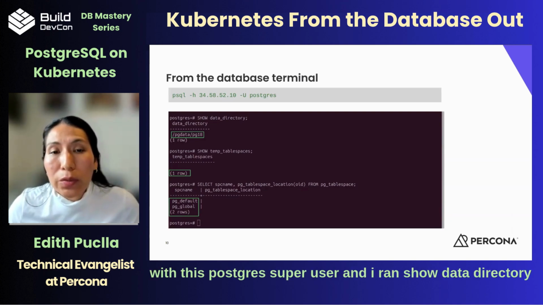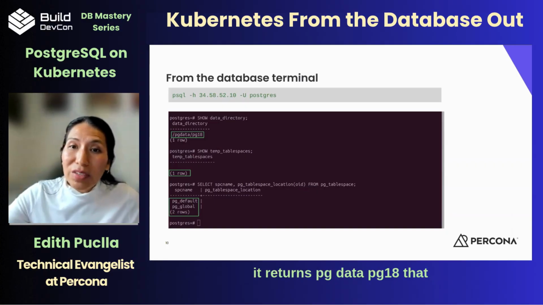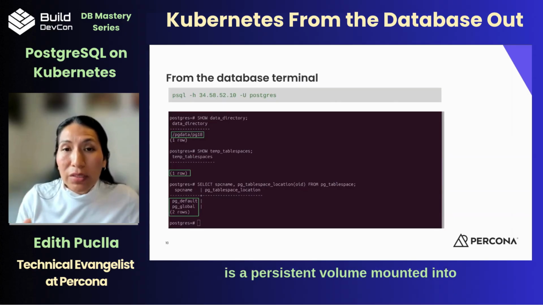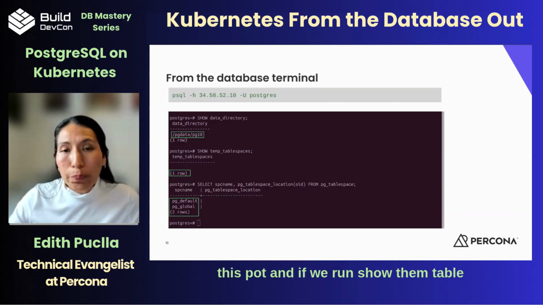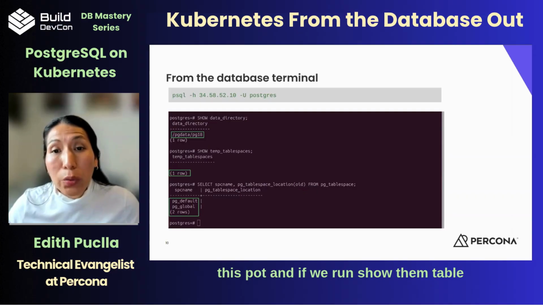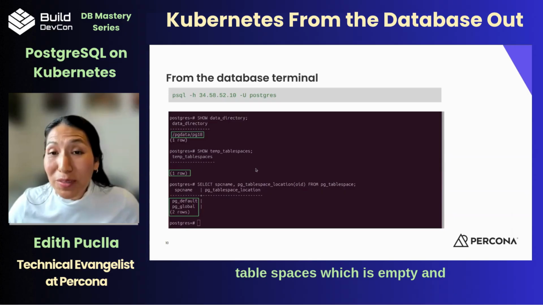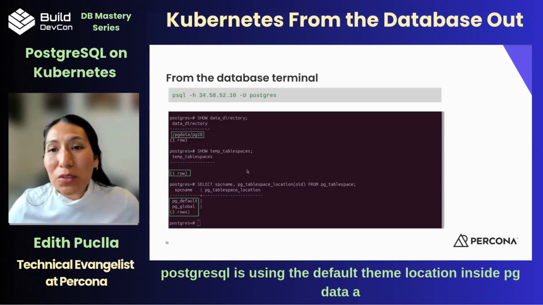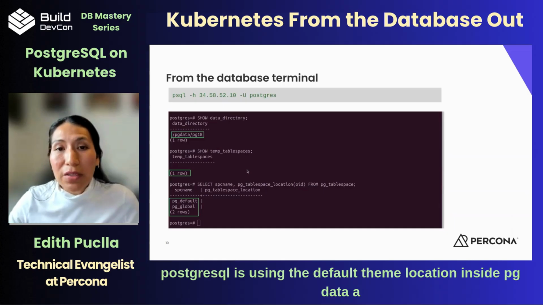So now I connected with the postgres superuser, and I run SHOW data_directory. It returns /pgdata/pg18. That path, pgdata, is not just a folder on the server. It is a persistent volume mounted into this pod. And if we run SHOW temp_tablespaces, which is empty, PostgreSQL is using the default temp location inside pgdata.